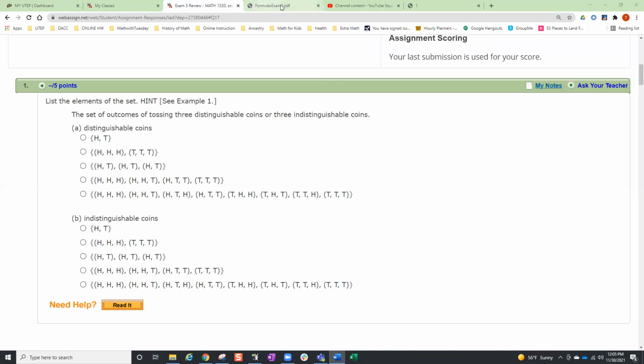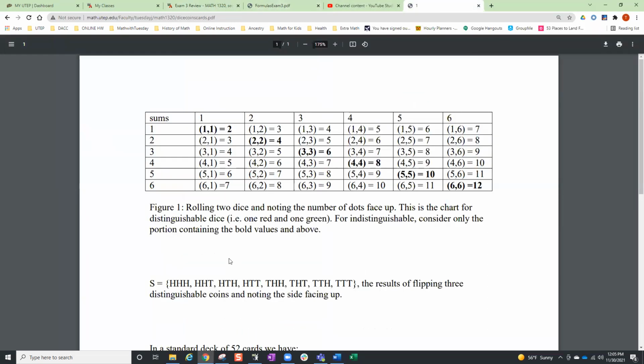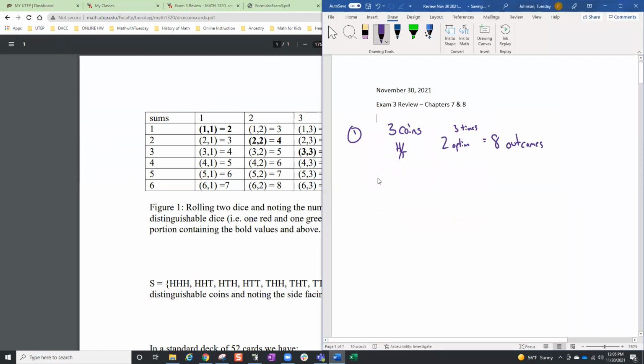They're actually on this sheet as well. Down here, here's the results of flipping 3 distinguishable coins and noting the side face up. So I accidentally went to the right table, just used the wrong part of it. And we see there's 3 H's and so on. So I'm going to copy this by hand onto here. The sample space is 3 H's. I cannot talk and write these at the same time. I'm not that talented.